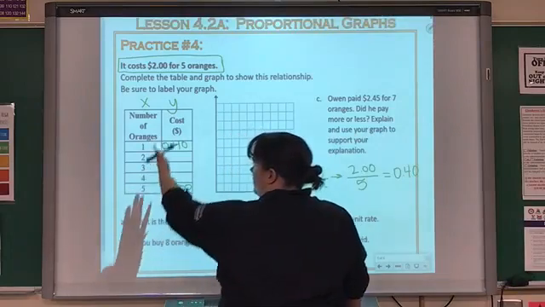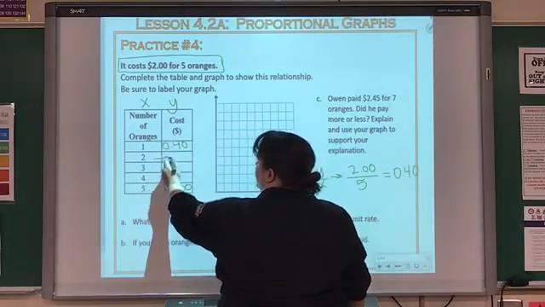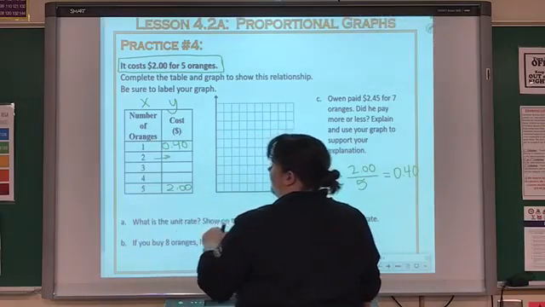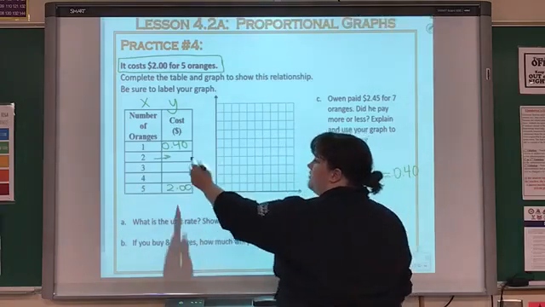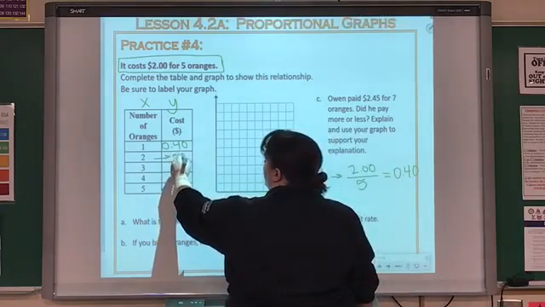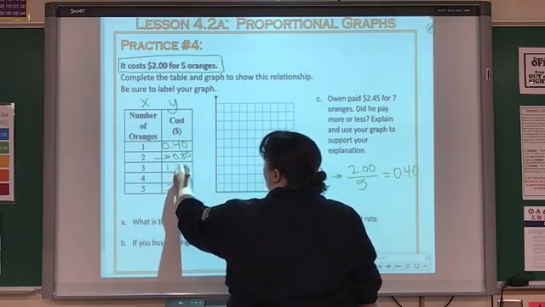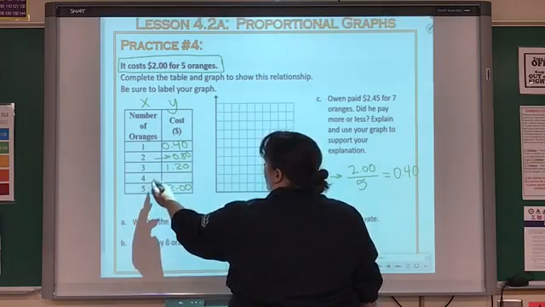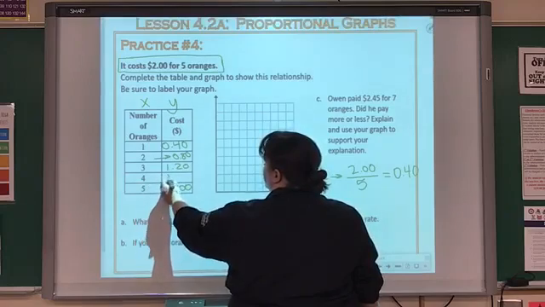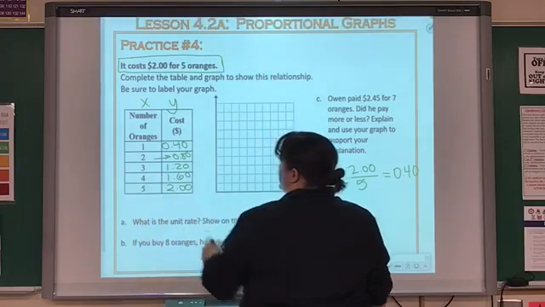So now all we have to do to finish filling out this table is multiply each number by 40 cents. 2 times 40 cents would give me 80 cents. 3 times 40 cents gives me $1.20. 4 times 40 cents gives me $1.60.